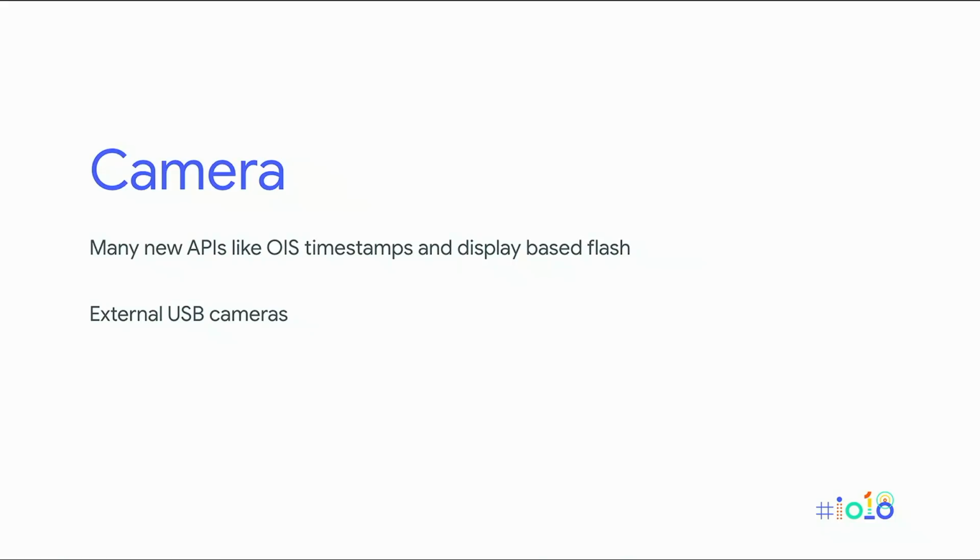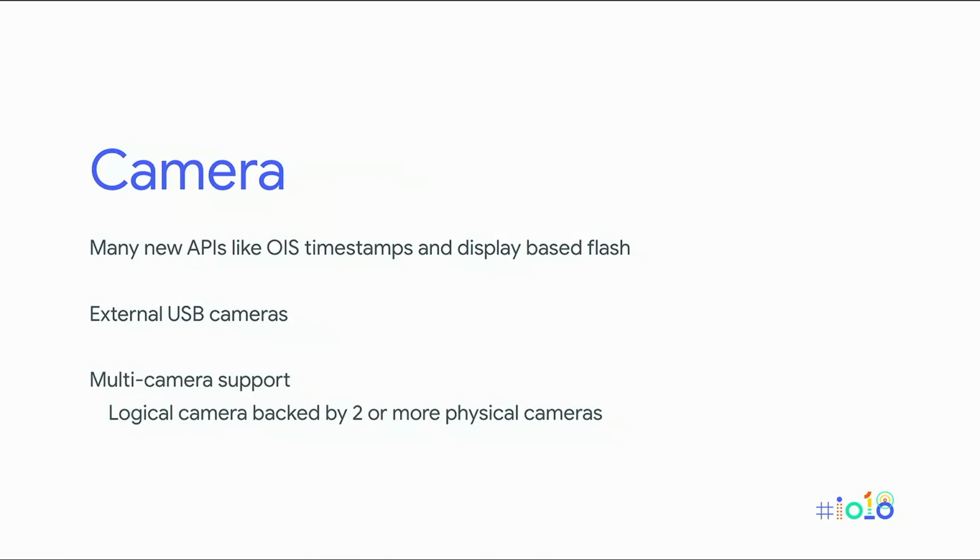We have support for USB cameras. I haven't seen any use for it, but I've heard some of you ask about it, so now it's available. Multi-camera support. There are some phones coming out there with multiple cameras in the back or in the front, I suppose. And now we can expose them as a logical camera that contains more than one stream of data.